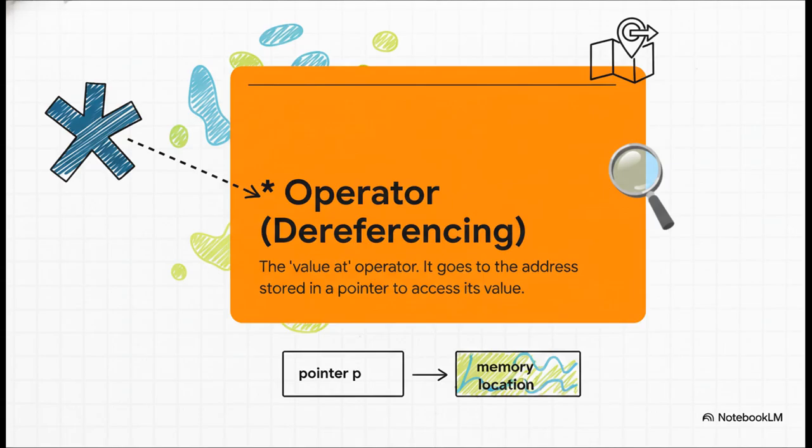And now for our second tool. And yeah, it's the asterisk again. I know, this is where things can get a little tricky because we just saw it used to declare a pointer. But when you use it in front of a pointer that already exists, it does something totally different. It becomes the value-at operator, or what we call the dereferencing operator. This is your go-to-location button.